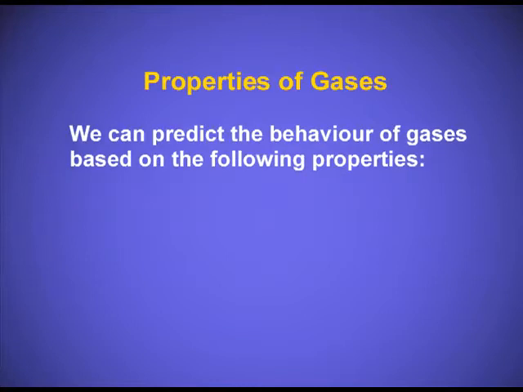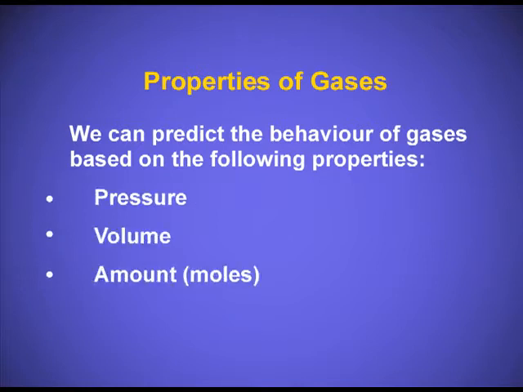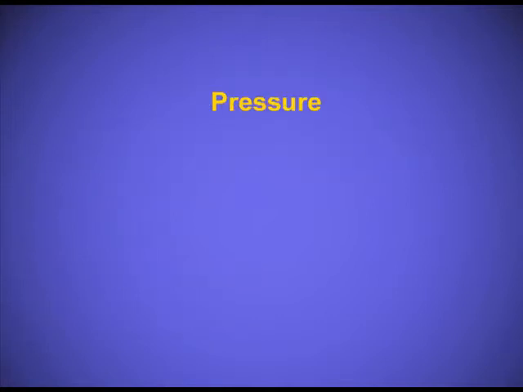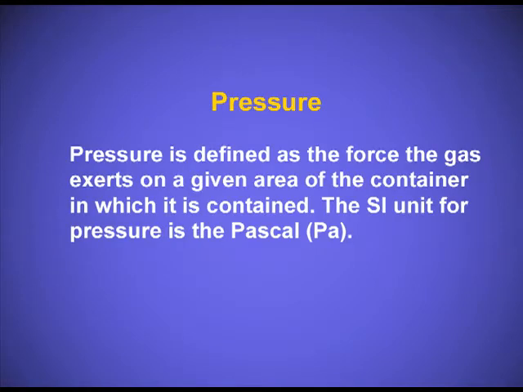We can predict the behavior of gases based on the following properties: pressure, volume, amount, that is moles, and temperature. Pressure is defined as the force the gas exerts on a given area of the container in which it is contained. The SI unit for pressure is pascal, symbol Pa.